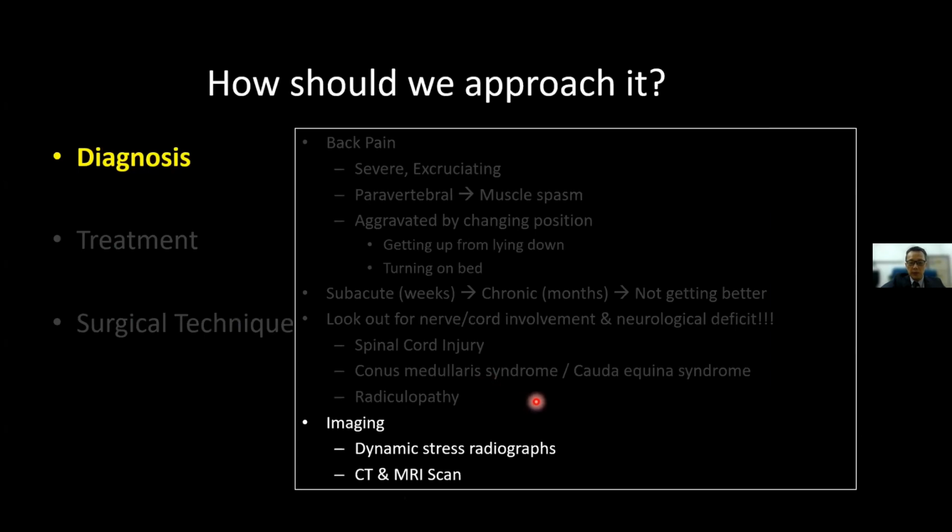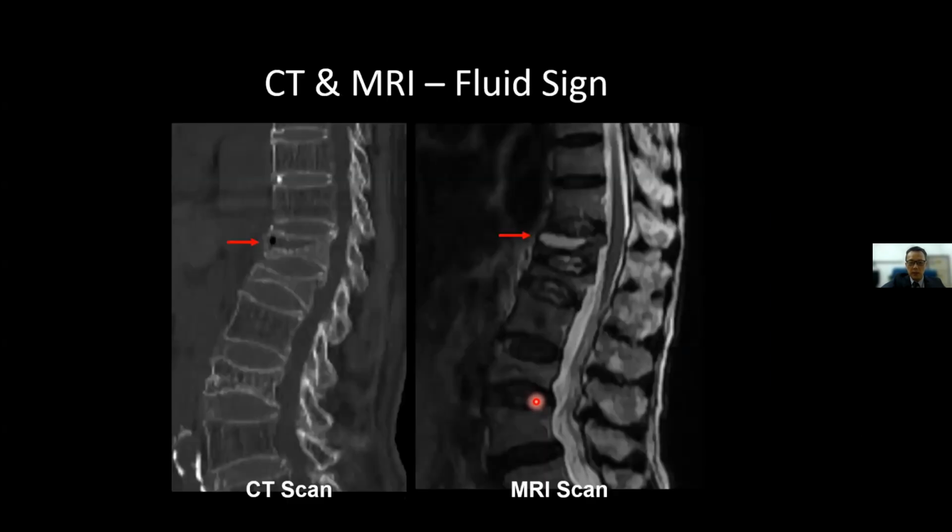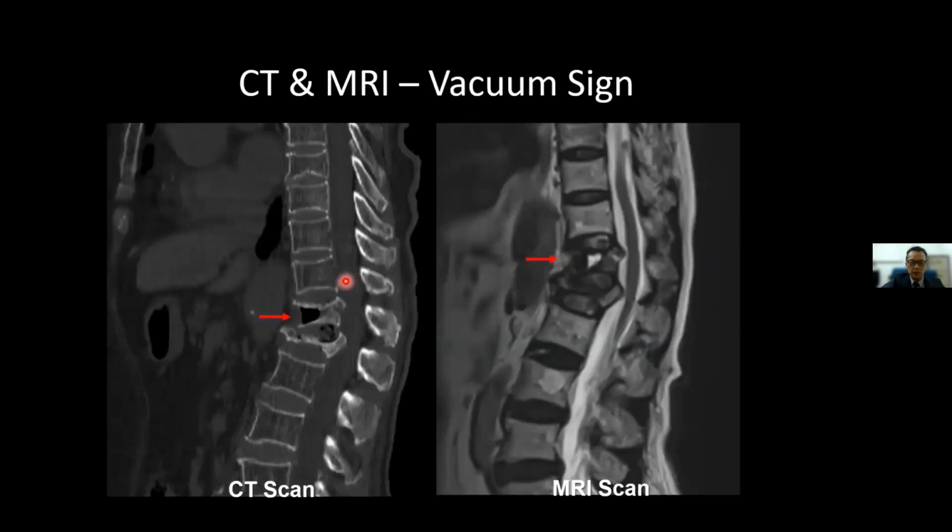Of course, CT scan and MRI can also assist in the diagnosis. Both CT and MRI can show a fluid sign in this case. You can see a high signal on MRI T2-weighted scan showing fluid here, and CT scan will show a gap with fluid. Air sign is much more easily detected on CT scan and X-rays by showing a vacuum sign, and on MRI you will have low signal.